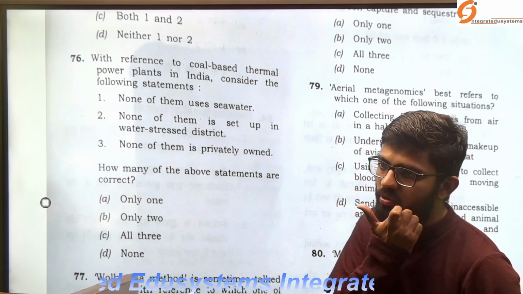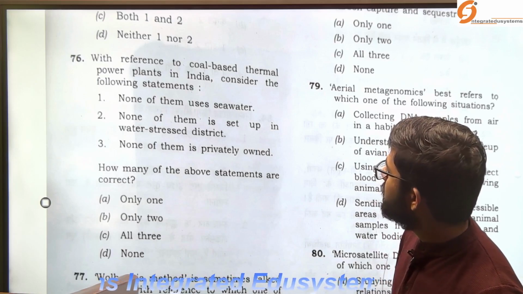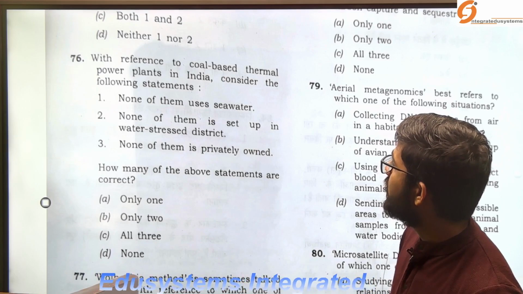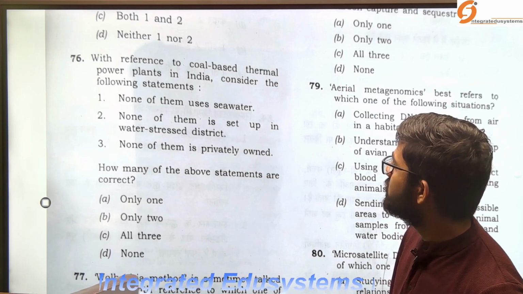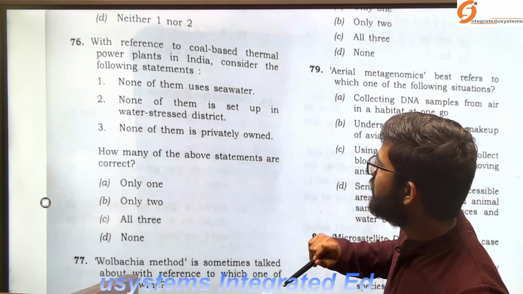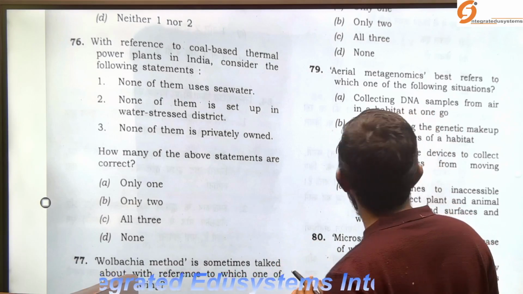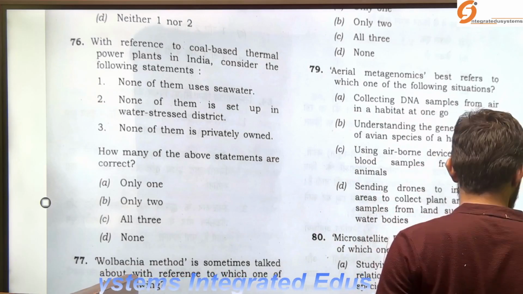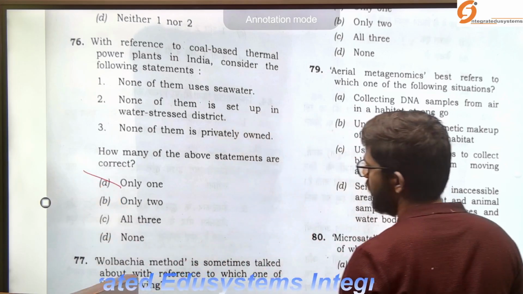With reference to coal-based thermal power plants in India, consider the following statements. None of them uses sea water. None of them is set up in a water stressed district. None of them is privately owned. See, this is wrong. This is wrong. Here only one is right, and that is only one. Water stress district में भी है, so definitely answer is A. Only one. Here it is right.